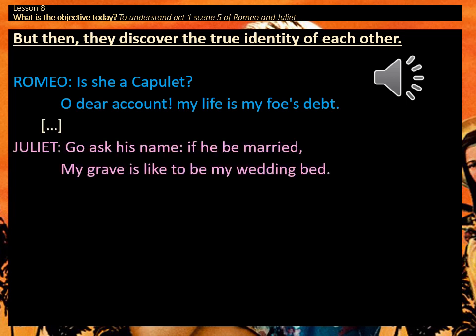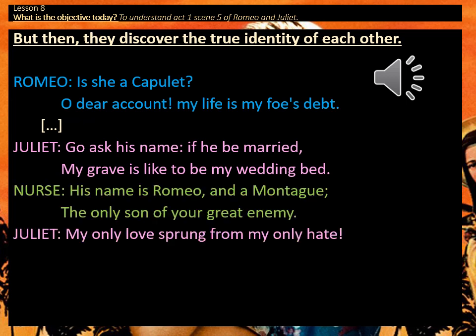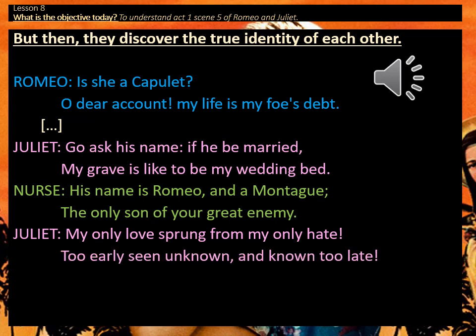Juliet also questions the nurse about Romeo's identity. His name is Romeo and a Montague, the only son of your great enemy. So Juliet, reeling from that news, says, my only love sprung from my only hate, too early seen unknown and known too late.